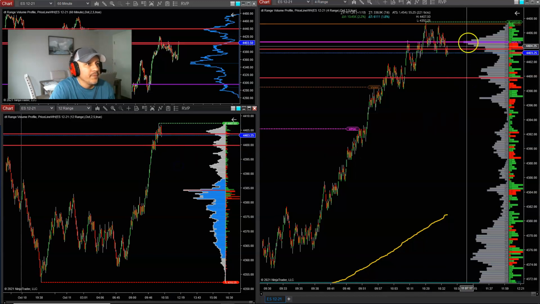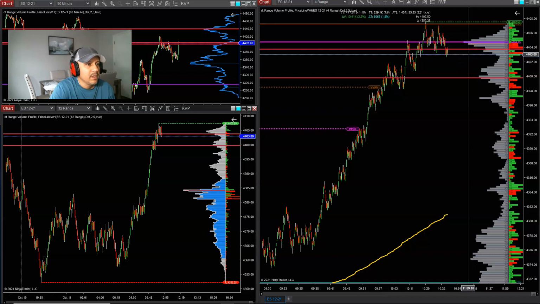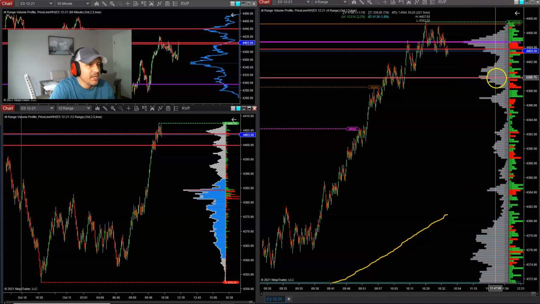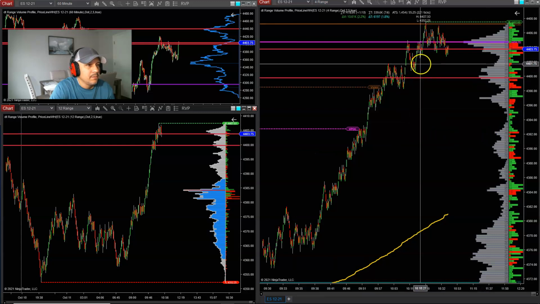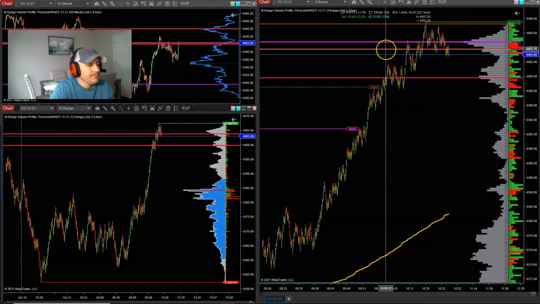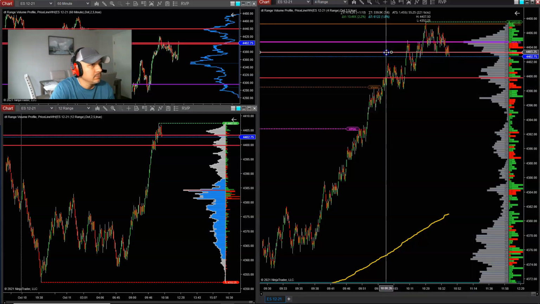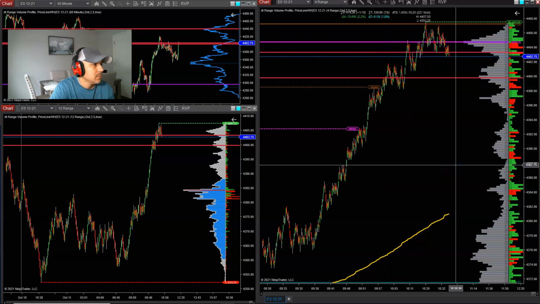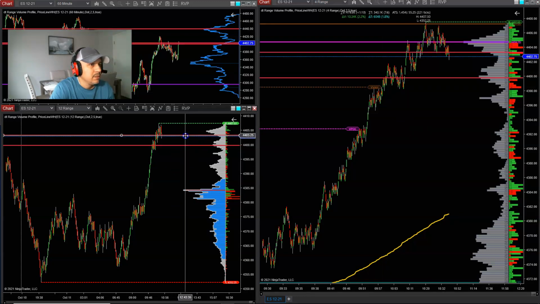Okay, the B block is shifted to the upside here, so we've got to be quite careful here. You could get a push to the downside to this little high volume area right here, on both the 4 and the 12 range chart. So this is a level right here I mentioned at 4,400. We'll have to wait to see what happens here. But yeah, let's see what happens.